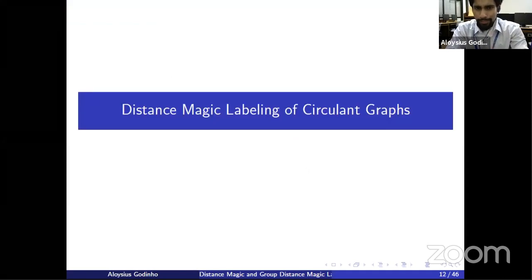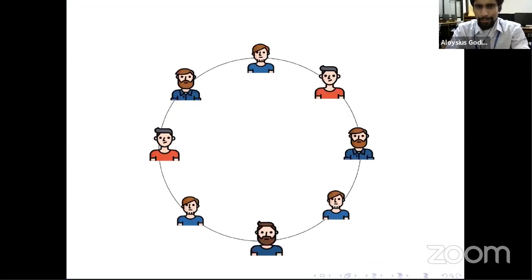So we look at circulant graphs in this talk. Let's just have an example. Suppose we have 8 people sitting on a circle. We can assign numbers from 1 to 8 to these people. For example, I can assign numbers in this way. So each person gets a unique number between 1 and 8.